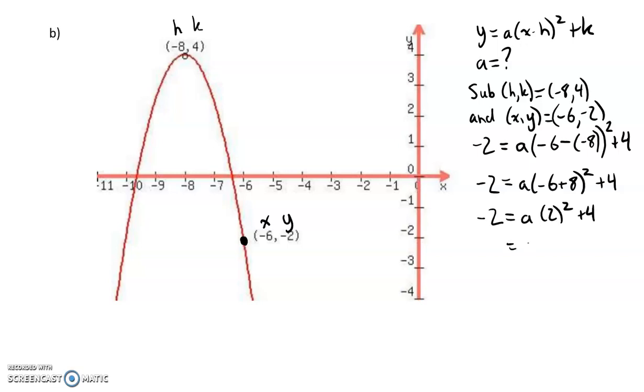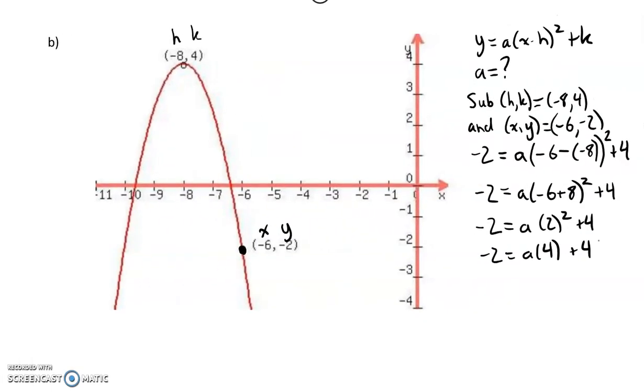And 2 squared is 4. So a times 4 plus 4 is equal to -2. And then what we need to do is we need to do the reverse order of operations. We need to add or subtract, so SAMDEB. We need to add or subtract before we multiply or divide. So that's how we rearrange an equation.